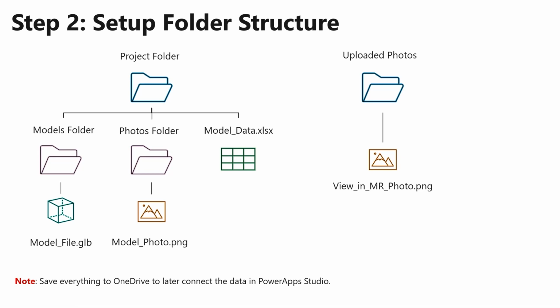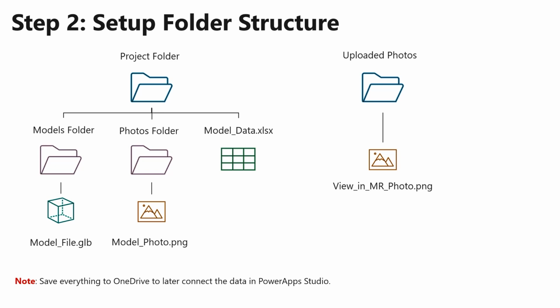All right, step two, set up the folder structure. Now this step is crucial as it can impact whether your models even appear in your app. I provided a diagram here of how the structure should more or less look. First, at the very top, there's the actual project folder. So everything except for the uploaded photos is going to be placed in this folder. You could technically place the uploaded photos folder in here too, however, I kept mine separate.